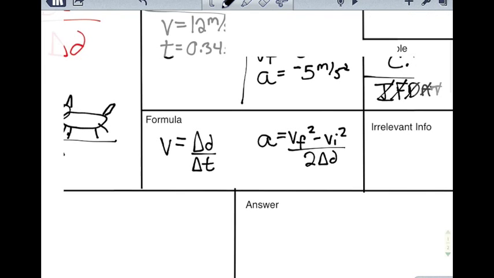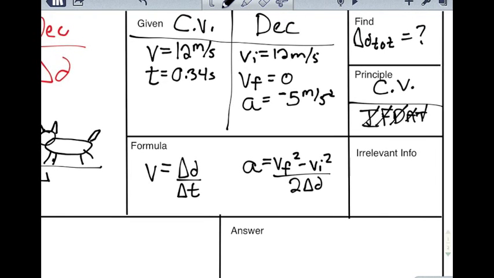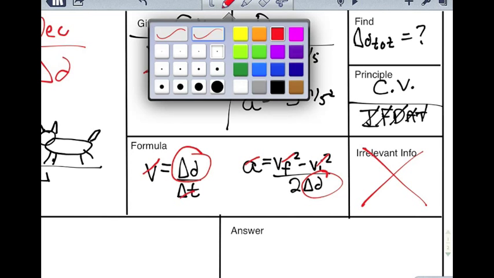So we look and see, is there any irrelevant information? Well, I'm trying to solve for displacement here and displacement here. So I look at my variables. I've got velocity and velocity. I've got time and time. I've got initial and initial. I've got final and final. And I've got a and a. And so everything checks out. There's no extra information. So now we can start to solve for this question.